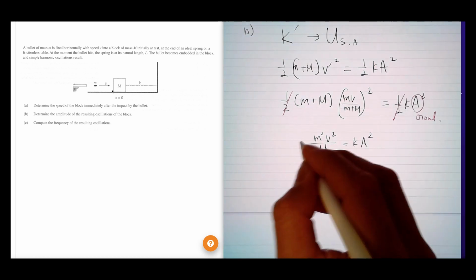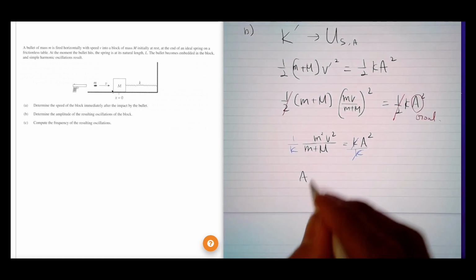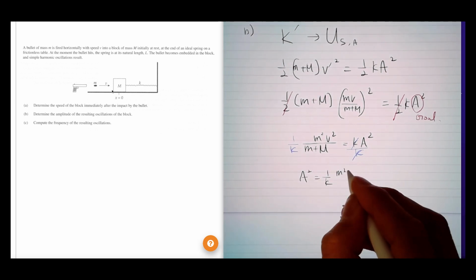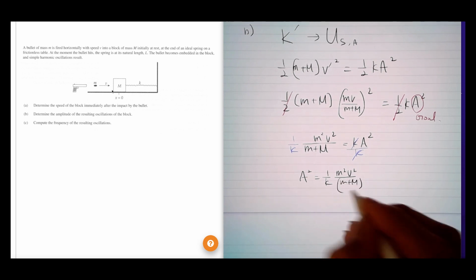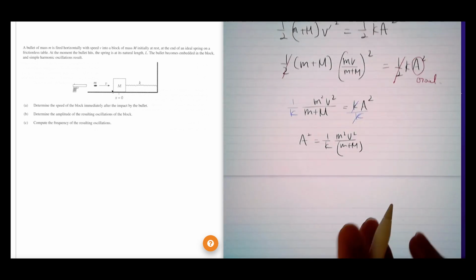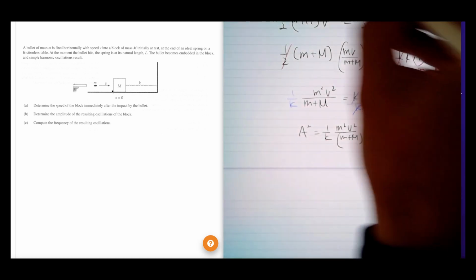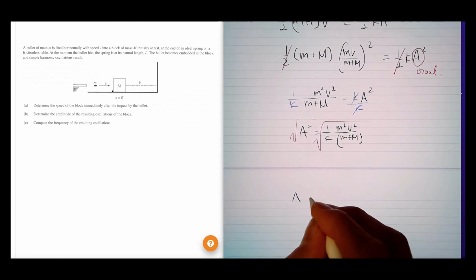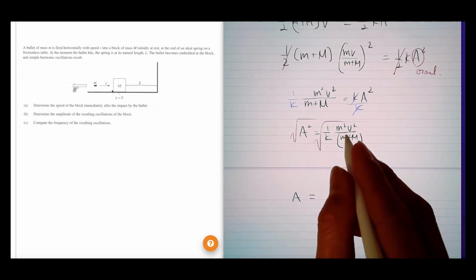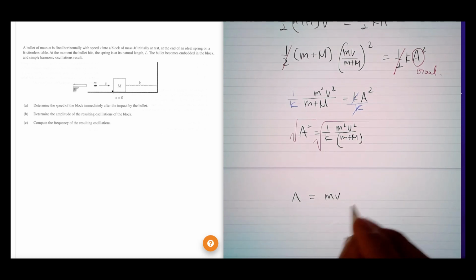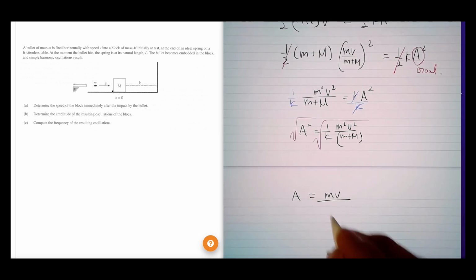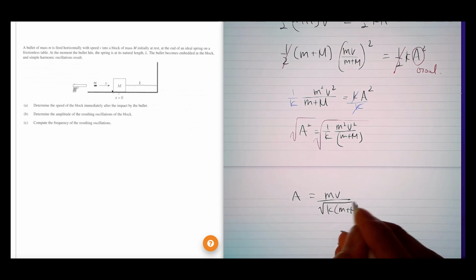and we get A squared is equal to 1 over K times m squared v squared over m plus big M. But we need to find just A, not A squared, so we need to square root both sides. So what does it become? Amplitude is equal to, okay, we can pull out the m and v, but K and the sum of the two masses will still remain under the radical.